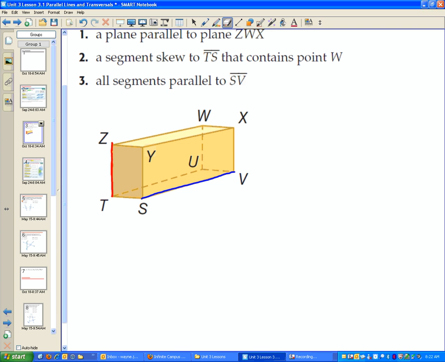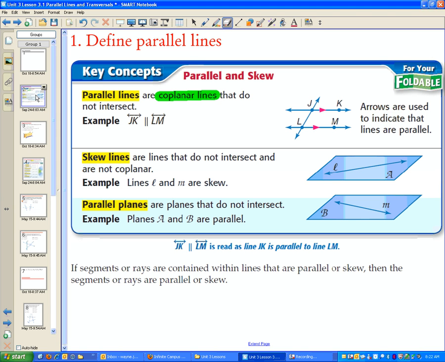So parallel lines do not intersect. Skew lines do not intersect. The difference between them is parallel lines do not intersect, but they're in the same plane as each other. Skew lines do not intersect, and they're not in the same plane as each other. So, do we know the difference between parallel lines and skew lines? All right, we're in good shape then. And then parallel planes would be what you expect, are planes that do not intersect. Okay? Parallel lines, coplanar lines do not intersect. Skew lines, non-coplanar lines do not intersect. Parallel planes do not intersect.